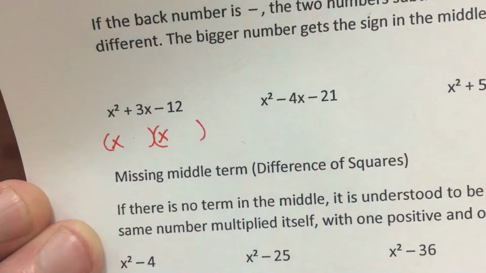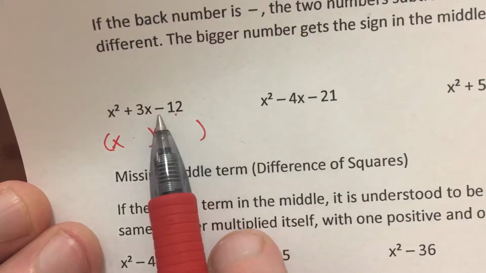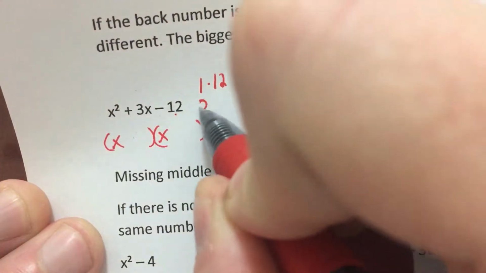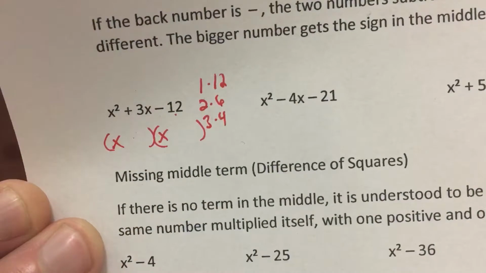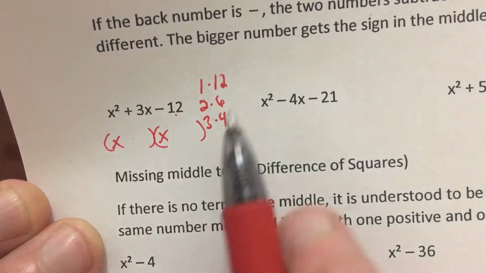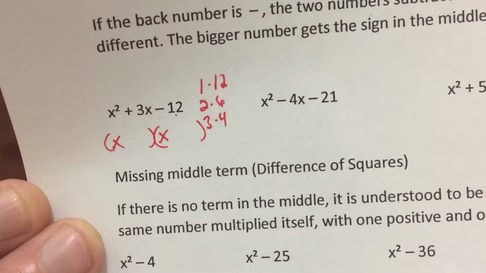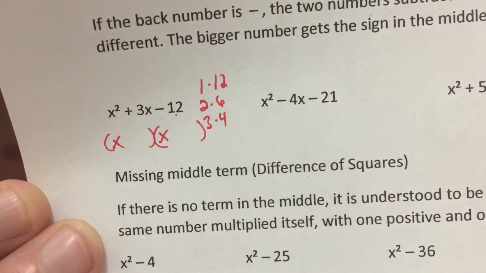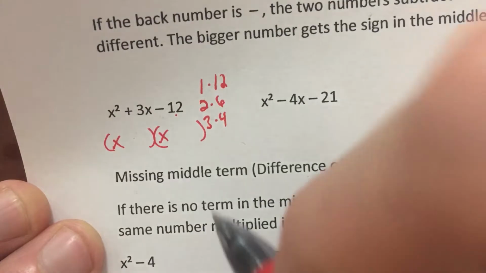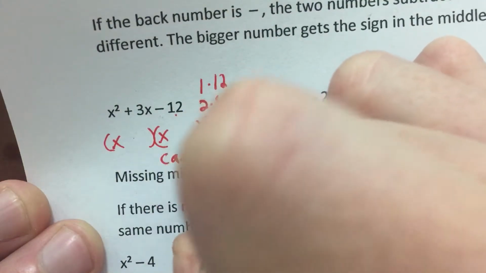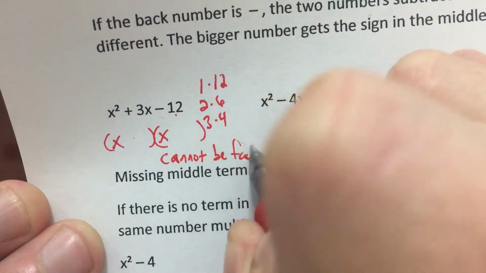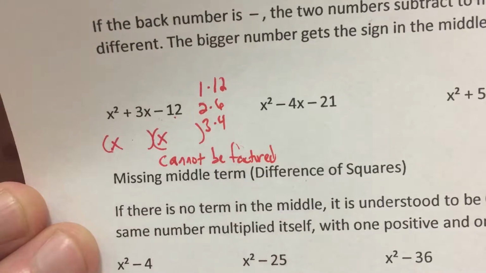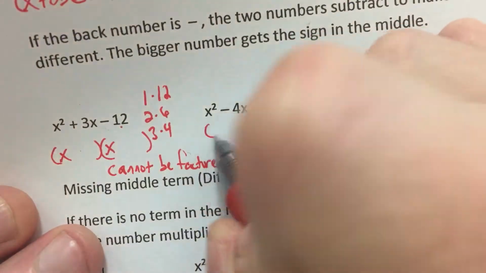X and X. Two numbers that multiply to make 12, subtract to make 3. Well, actually, there are none. 1 times 12, 2 times 6, and 3 times 4 are the only numbers that will multiply to give you 12. And none of these, if you subtract them, will give you a 3. 12 minus 1 is 11, 6 minus 2 is 4, 4 minus 3 is 1, and this happens once in a while. When we come across one of these, we use the words cannot be factored. We will have to go to a plan B in future situations when we get a trinomial that can't be factored. What about the next one?